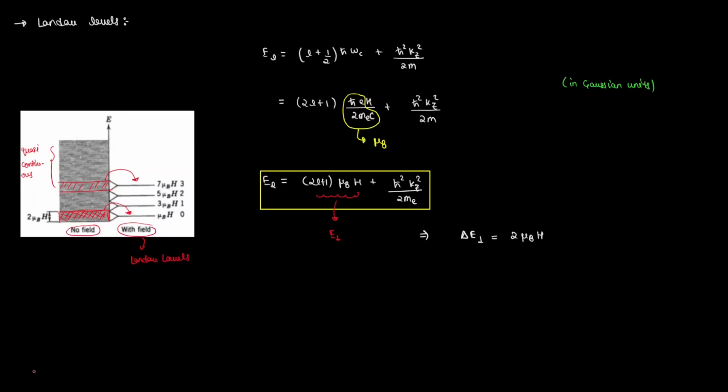The energy interval is given by delta E perpendicular, which is equal to 2 mu_B h. For example, all the quasi-continuum levels with energies from 0 to 2 mu_B h now have the energy equal to mu_B h with L equal to 0.